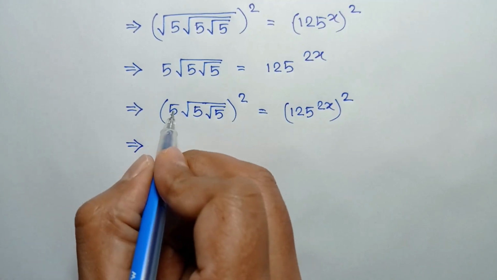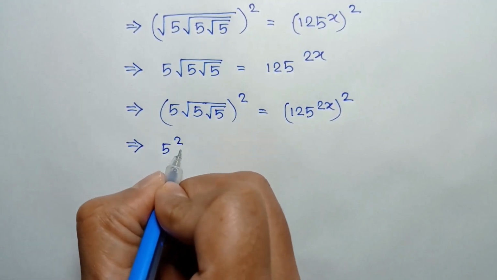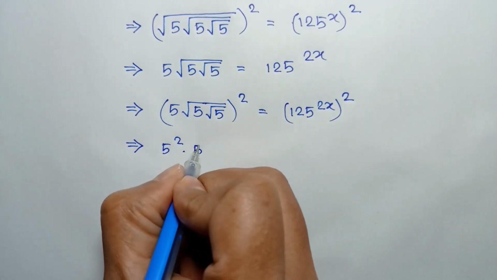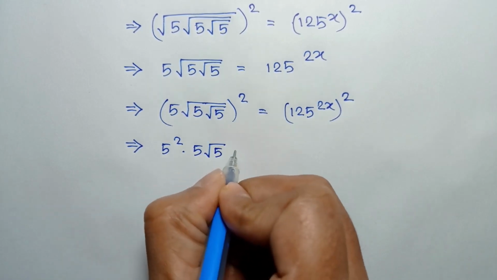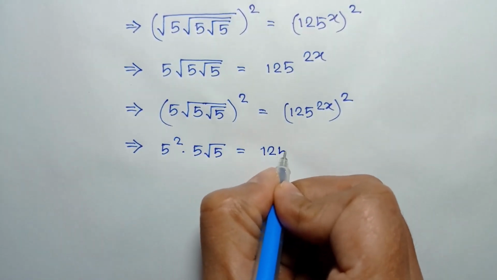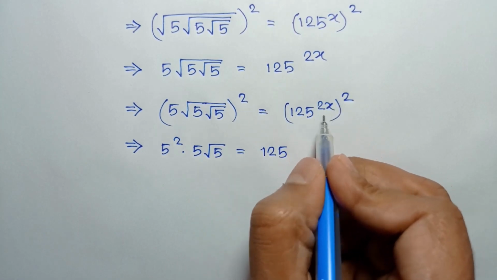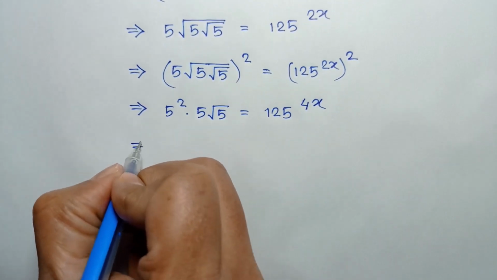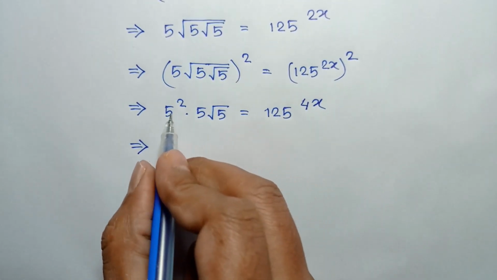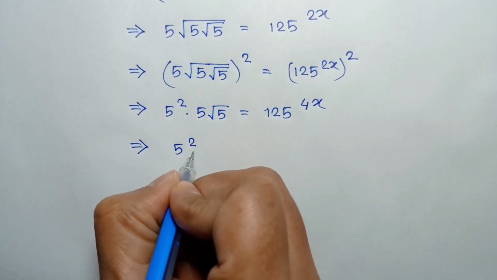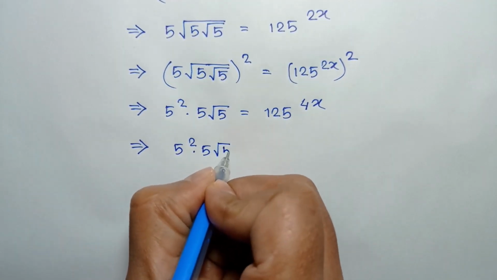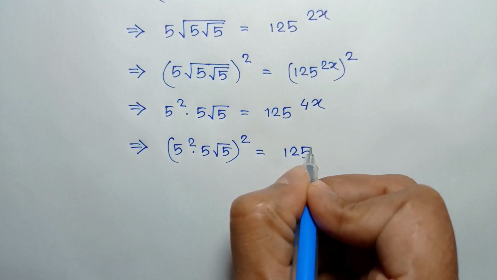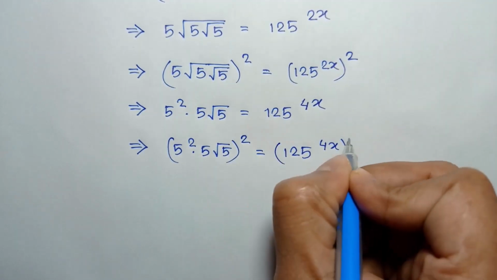The square root and square will cancel out, so it will remain 5 × √5 = 125^(2·2), which is 125^(4x). Taking square on both sides again, we can write (5 × √5)² = (125^(4x))².